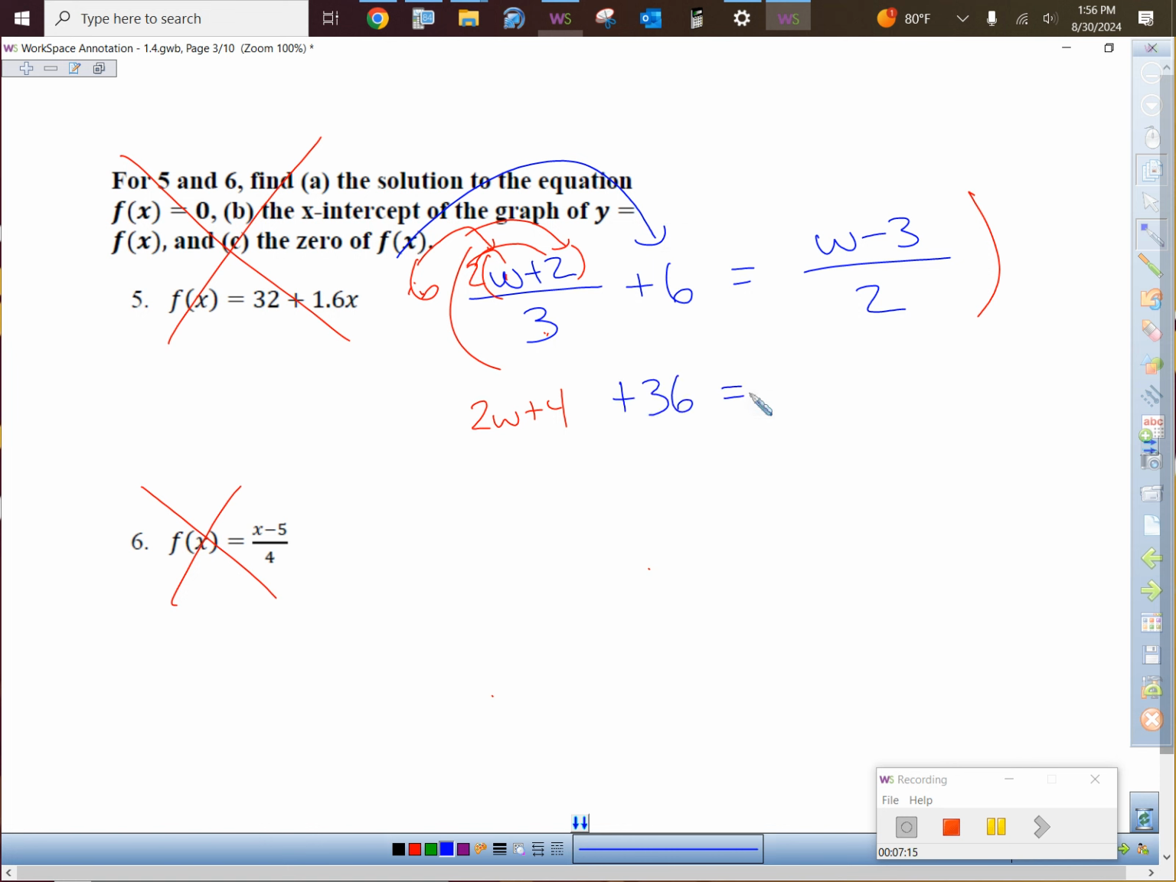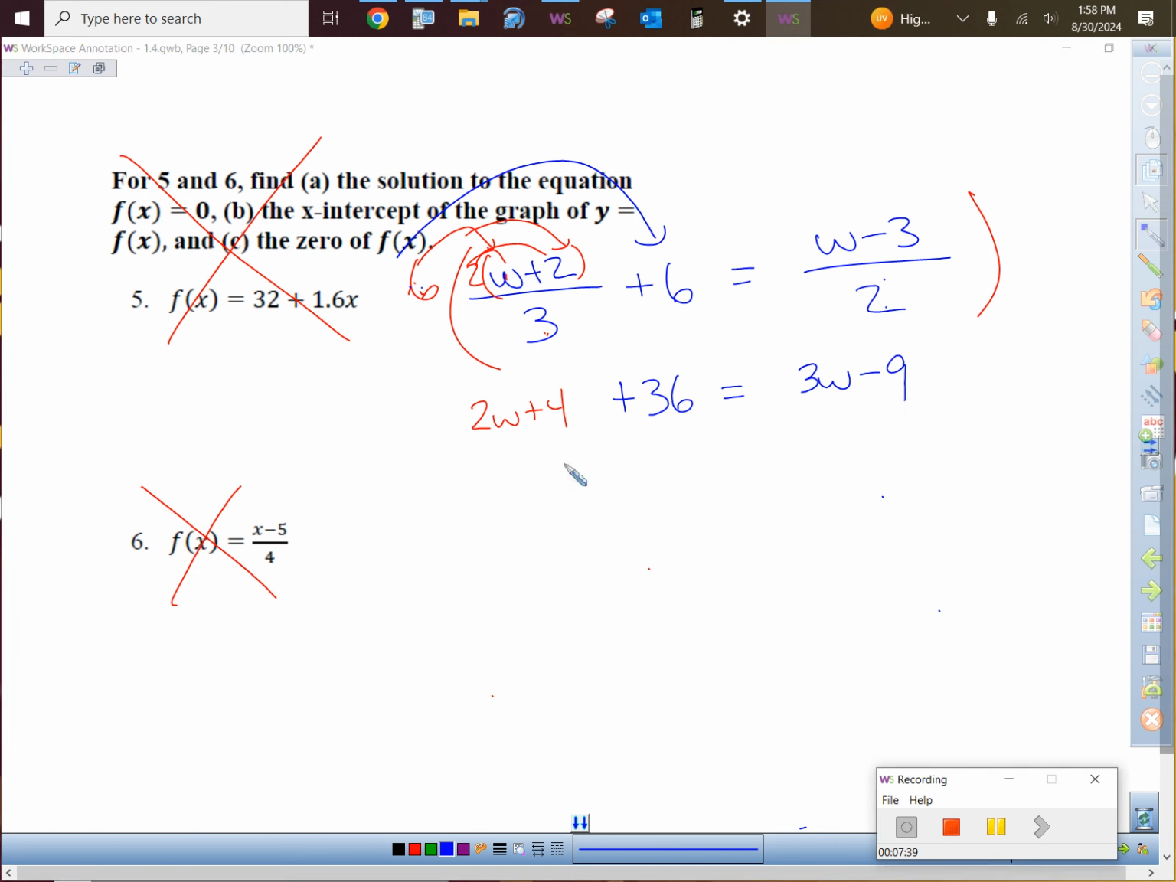See if you can take 6 times that weirdo fraction at the end. 2 goes into 6 3 times, but distribute it to the numerator. So 2 went into 6 3 times, and then 3 times all of that would be that in that case. Cool? And then you can solve that for W.